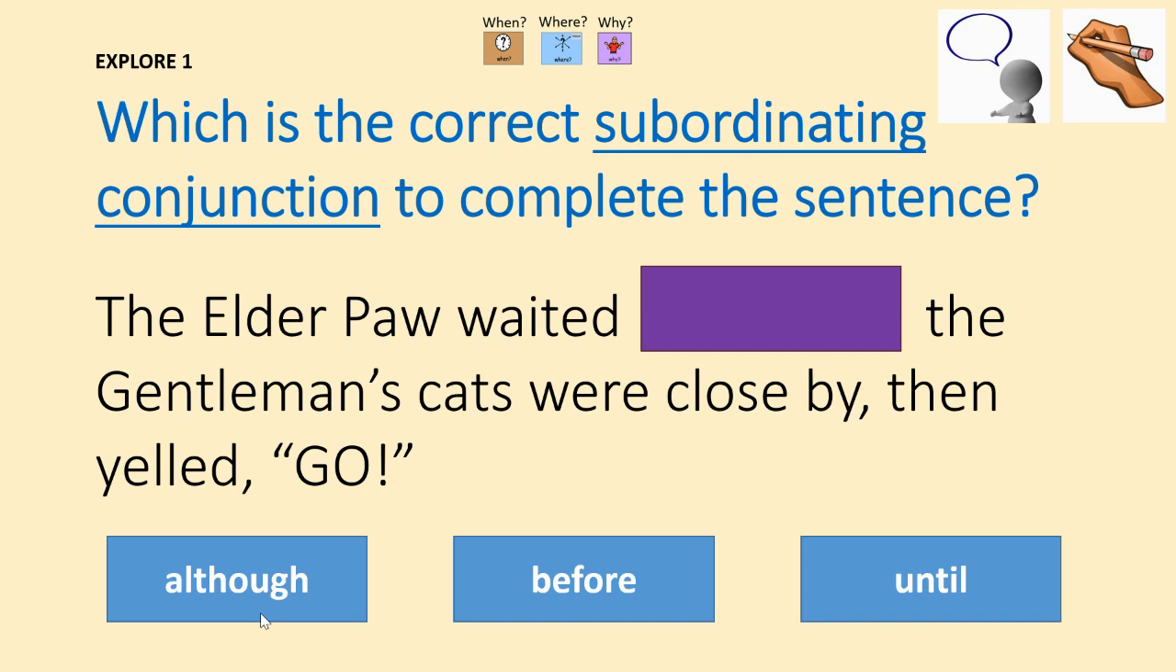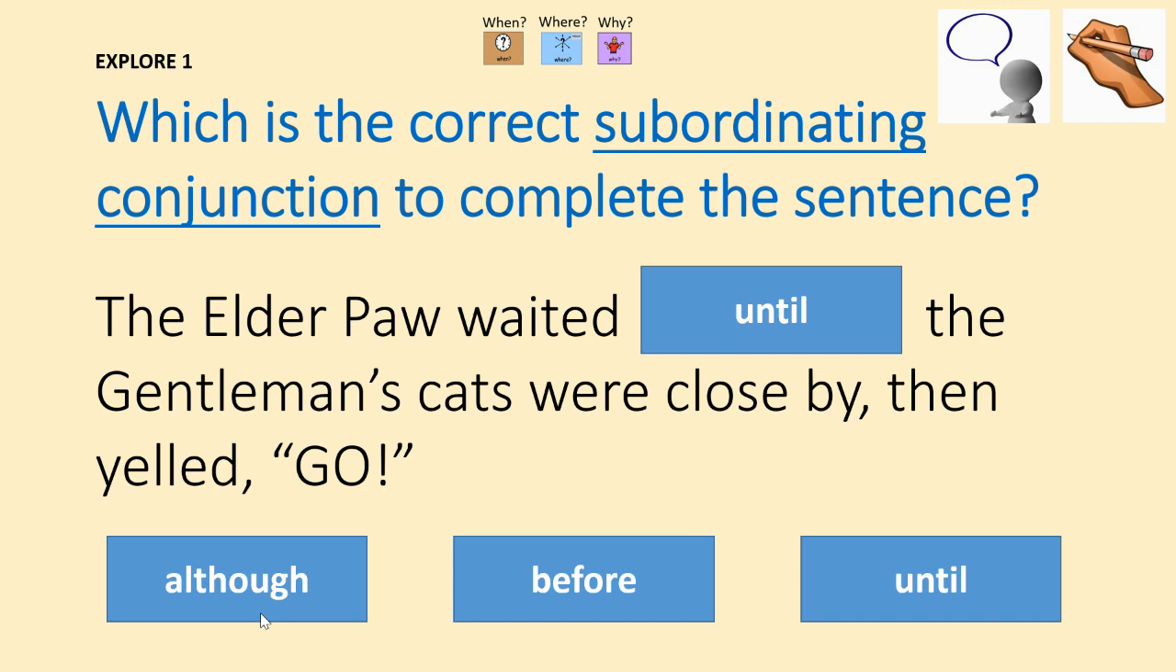Okay, so when did the elder Paul yell, "Go"? So the elder Paul waited... although the gentleman's cats, that doesn't even make sense. The elder Paul waited before the gentleman's cats were close by? Or elder Paul waited until the gentleman's cats were close by? Is he going to wait until before or until? What do you think? I think he waited until they were close by to him and then he yelled, "Go."